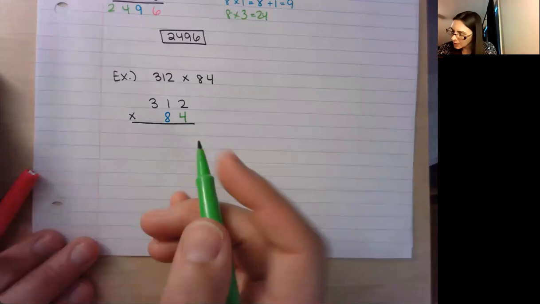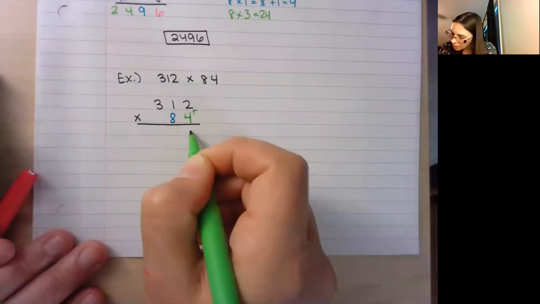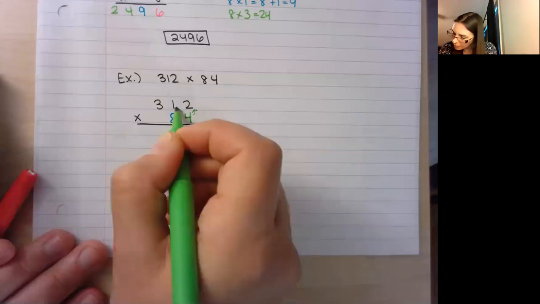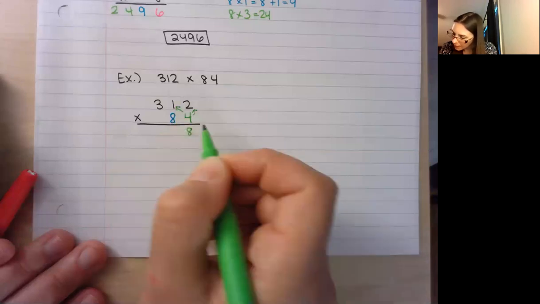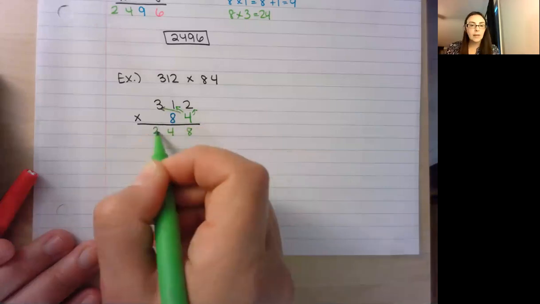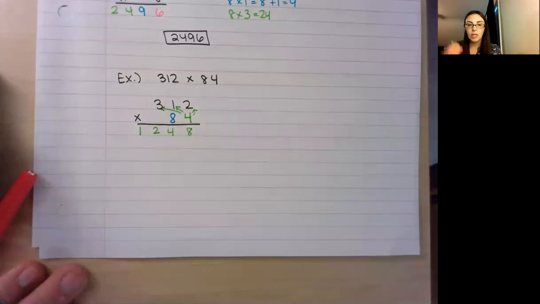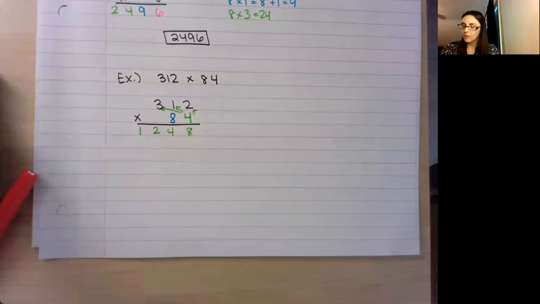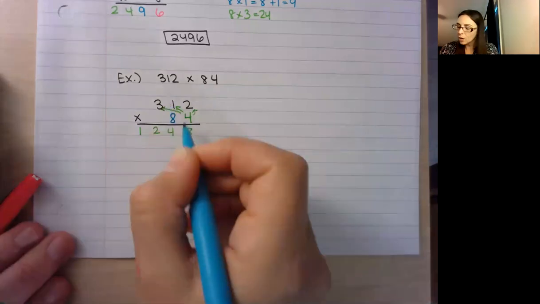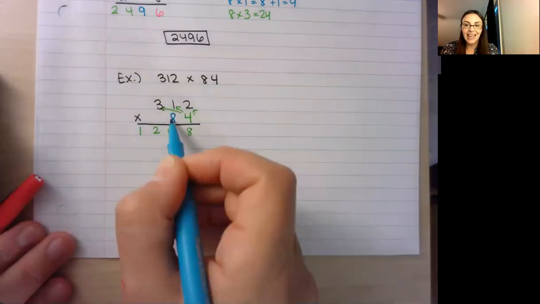Okay. So I'm going to start with 4 times 2 is 8. 4 times 1 is 4. And then 4 times 3 is 12. Now, notice that I'm staying lined up. This is so important with multiplication, that you stay in order, that you stay lined up. Now, what's going to happen is as we go to the 8 now, so I finished with the 4. As I go to the 8, I need to start writing my numbers underneath the 8.